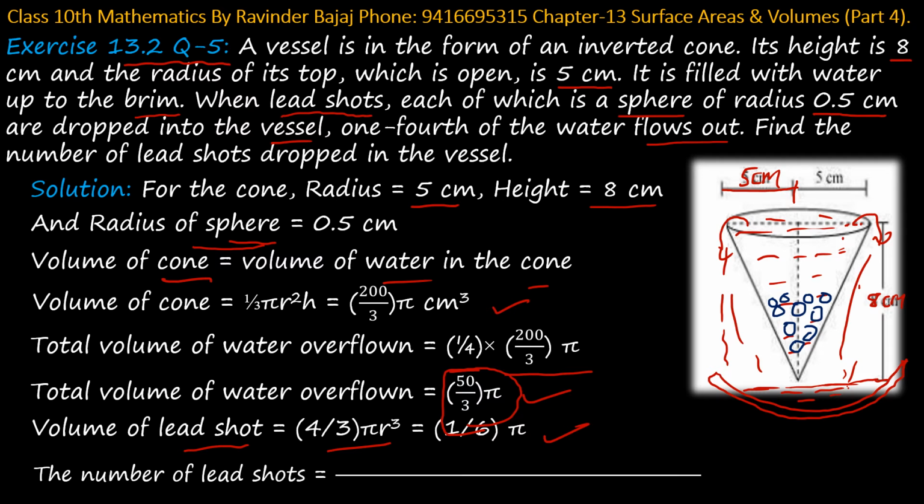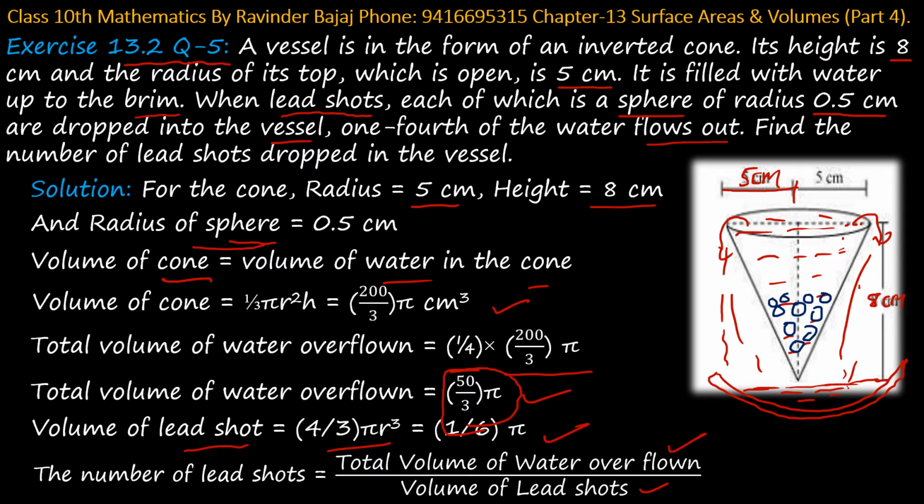So the number of lead shots is equal to total volume of the water which is coming out upon volume of the lead shots. तो जितना वाटर बाहर फ्लो किया है और जितना एक लेड शॉट का वॉल्यूम है, अगर इसको डिवाइड कर देंगे वी विल गेट द टोटल नंबर ऑफ लेड शॉट्स. सो लेट्स सॉल्व दिस.